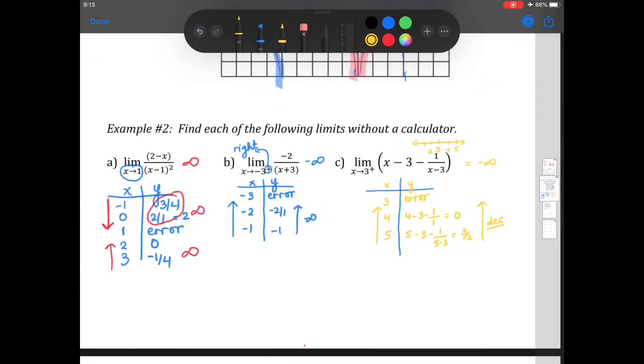Finish up the remaining practice problems. Good luck.